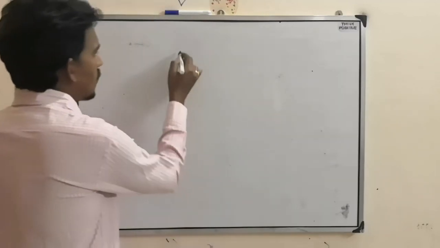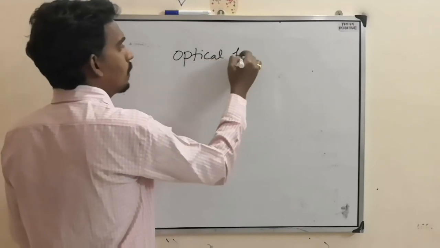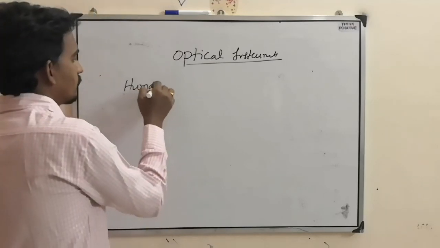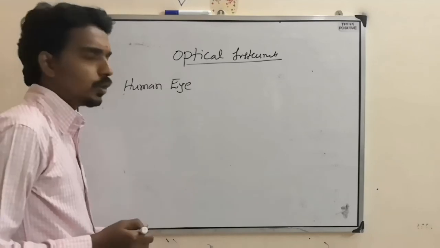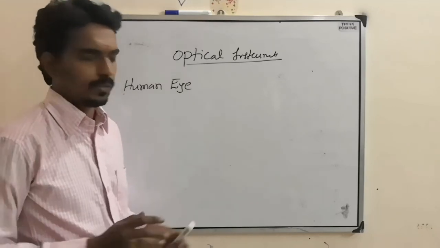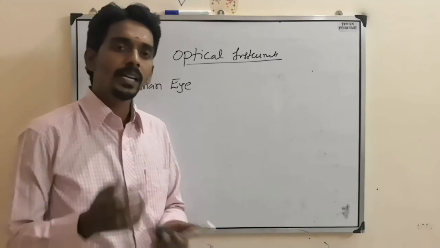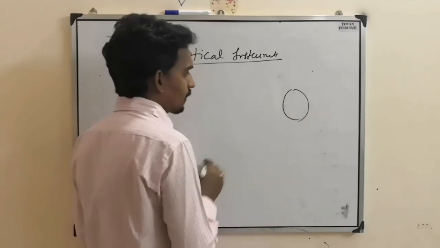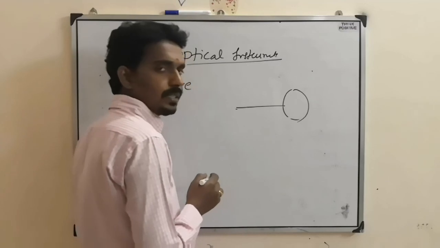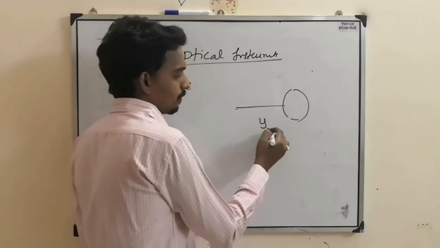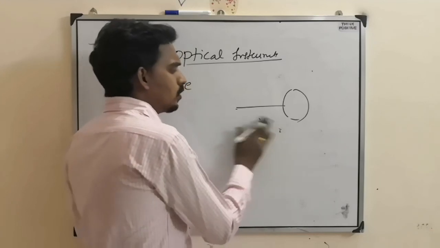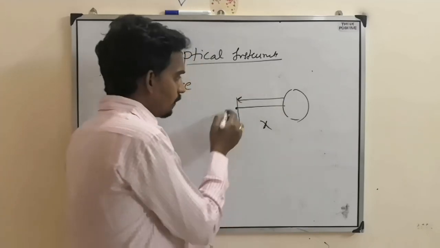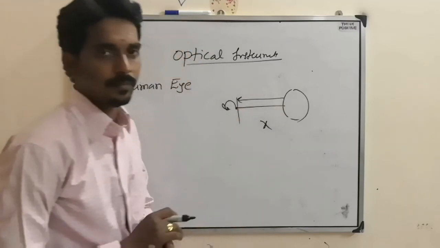Now, after this, when you consider optical instruments, the very first thing is the human eye. There are two types of defects that we study here: myopia and hypermetropia. Myopia means, suppose this is the human eye. From the human eye you can see up to some maximum distance, which you can represent with x. x is the maximum distance up to which you can see clearly. If there is an object beyond this, you cannot see.